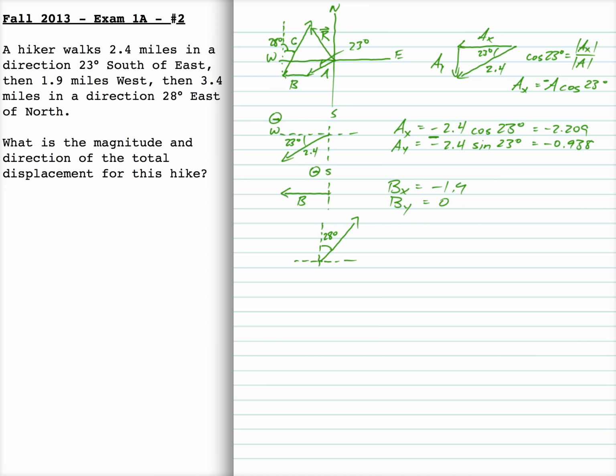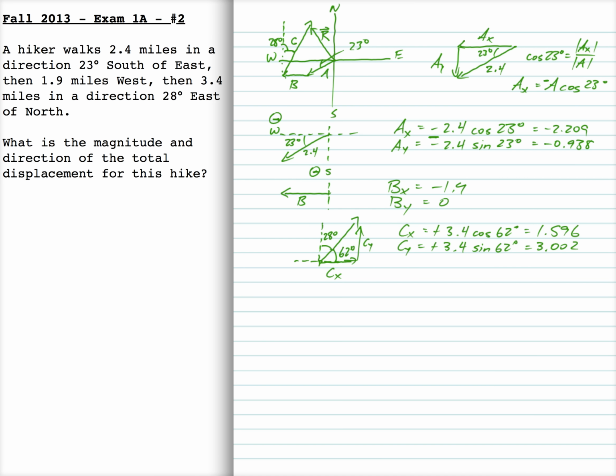I prefer to measure my angles with respect to the x-axis, so that would be 62 degrees north of east. That way my x component always depends on cosine, and my y component always depends on sine. So this will be Cx and Cy. Cx is positive 3.4 cosine 62 because it points to the right. That's 1.596. And Cy is positive 3.4 sine 62, 3.002.